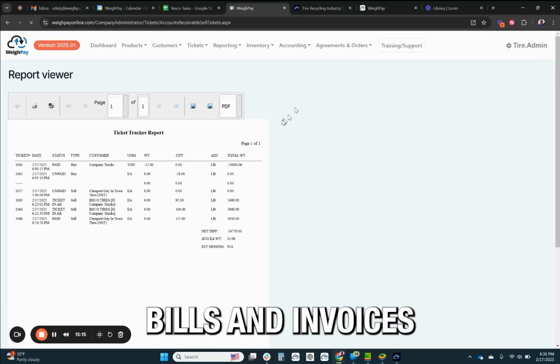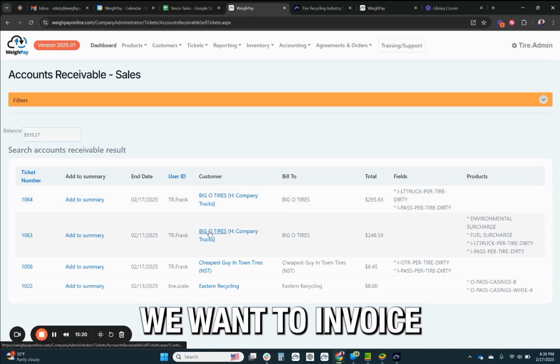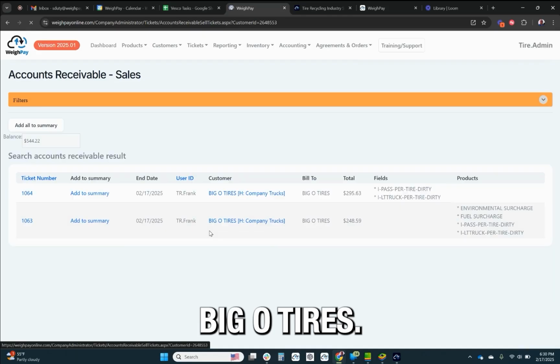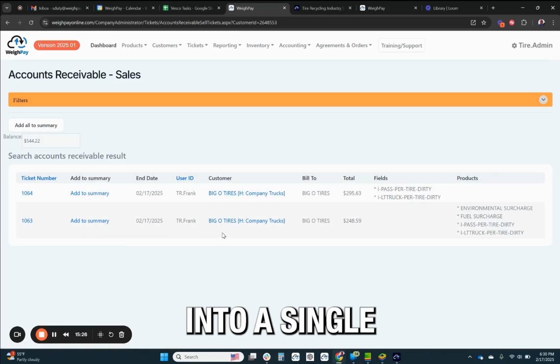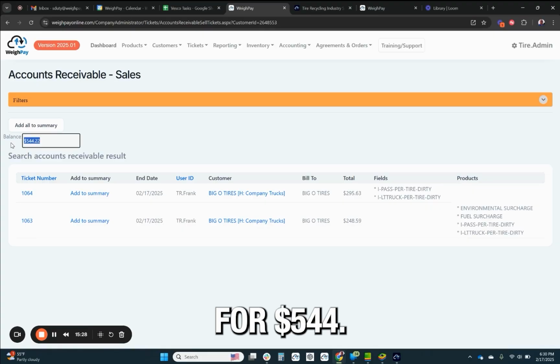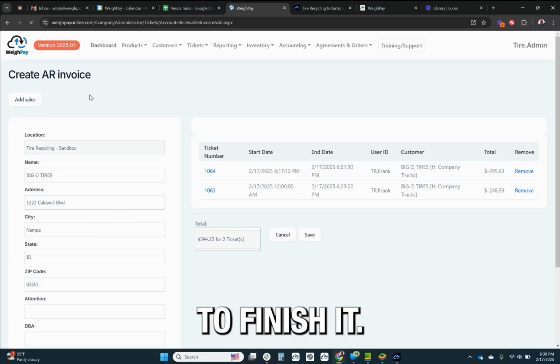We're going to go into those bills and invoices that we created, and you see these 2 for Big O Tires. We want to invoice Big O Tires. We're going to make one click. We're going to merge these 2 into a single invoice for $544. We're going to add that to the invoice, and we're going to finish it.